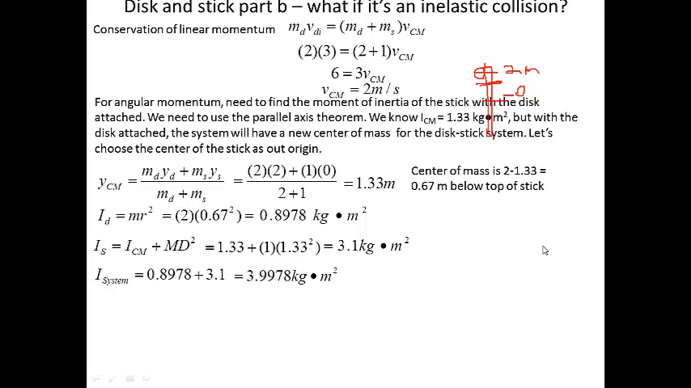Okay, so we have conservation of angular momentum. The initial angular momentum is just due to, again, the disk traveling towards the stick, and the final angular momentum is I omega. So let's plug in some numbers, and if you solve for omega, you get -1 radians per second, and that is your final answer.